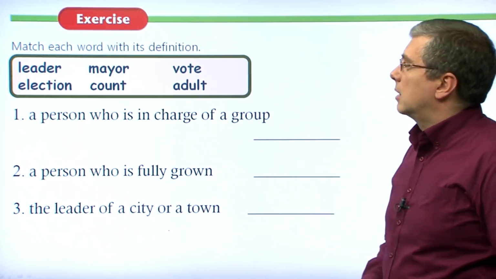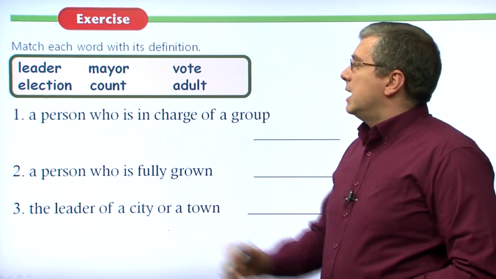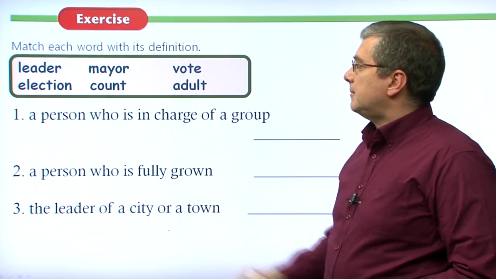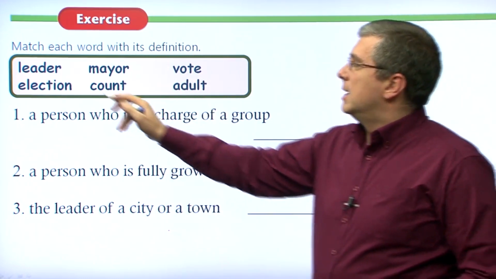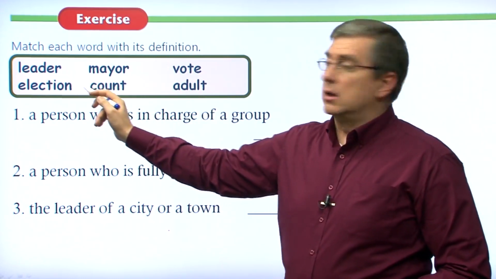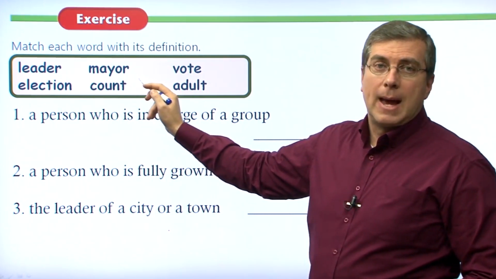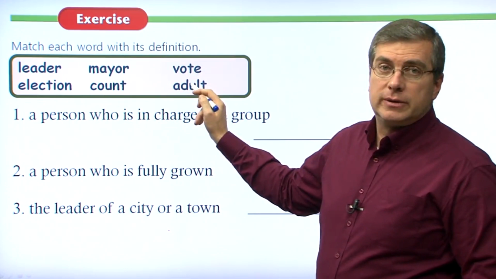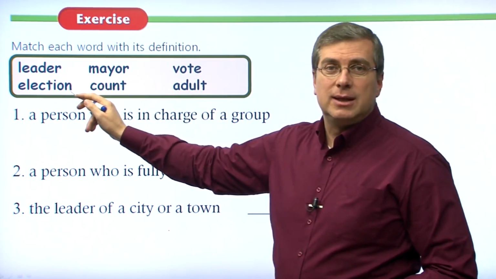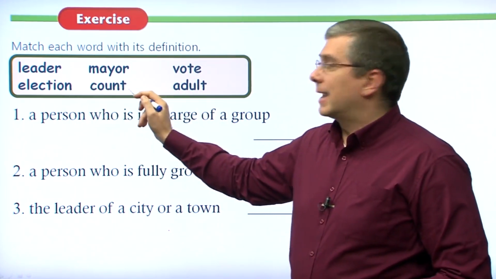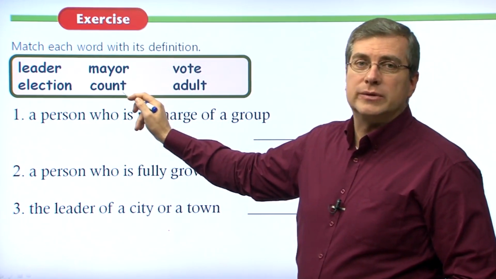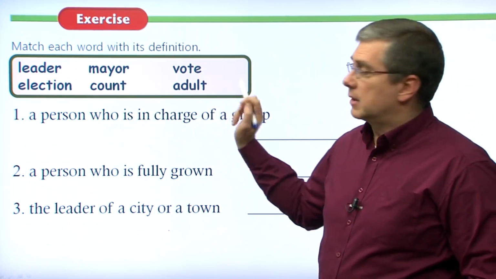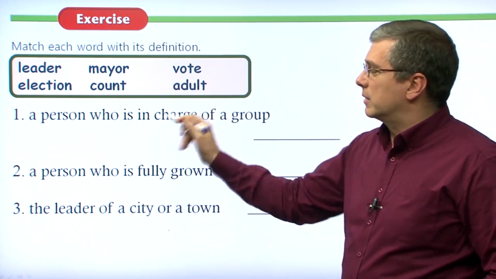Okay, let's take a look at our word matching exercise. Here we need to match each of these words with a definition. Here are our words. Let's go over them. Leader. Mayor. Vote. Election. Count. And adult. Okay, let's go over what these words mean. Let's go over the definitions.